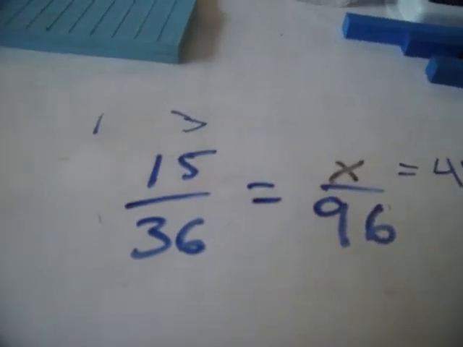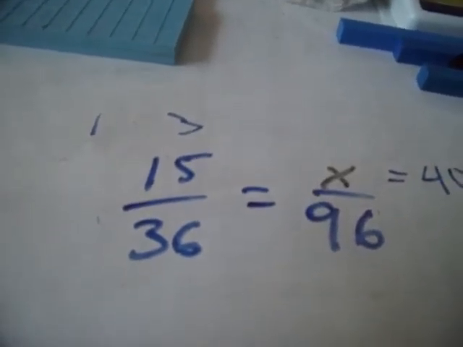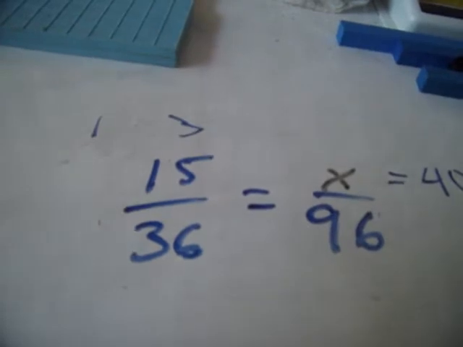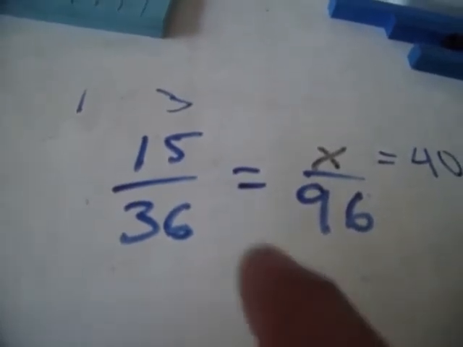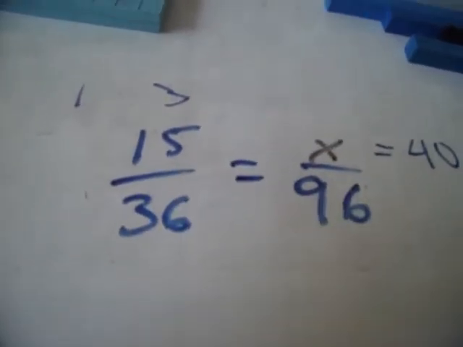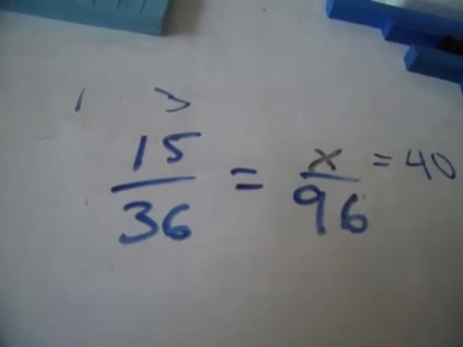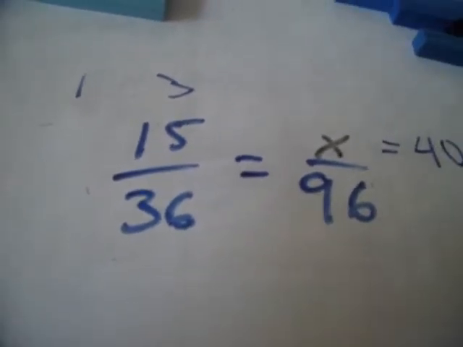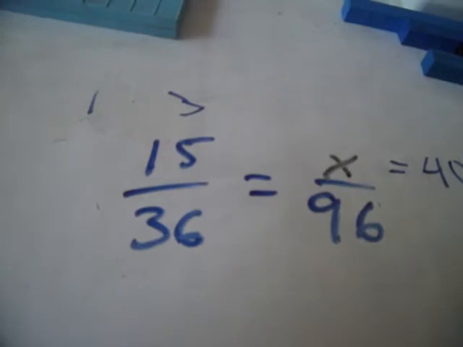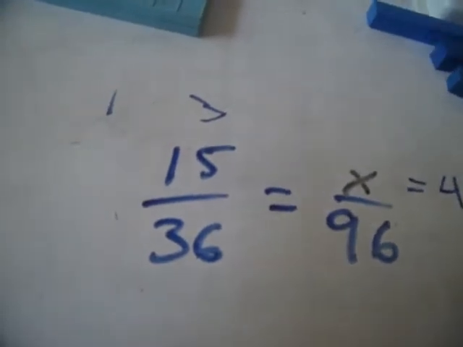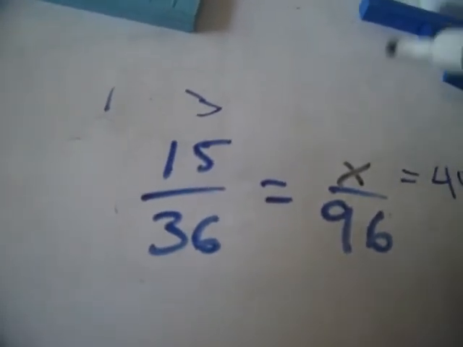The way he was taught, the way all kids are taught in every school everywhere in the United States, basically, is 36x equals 15 times 96, divide by the 15. No fun, get back to 1, and that'll tell you that x is 40. No. Too much work. So what I taught him to do is figure out what the relationships are.